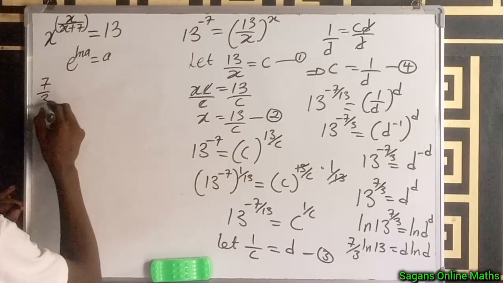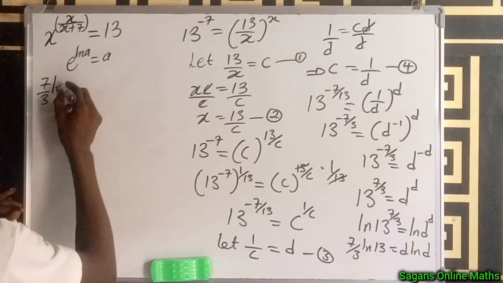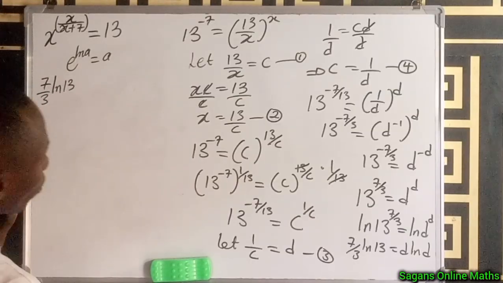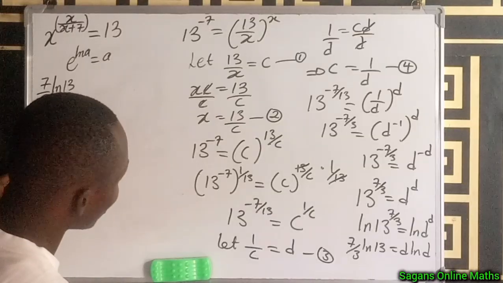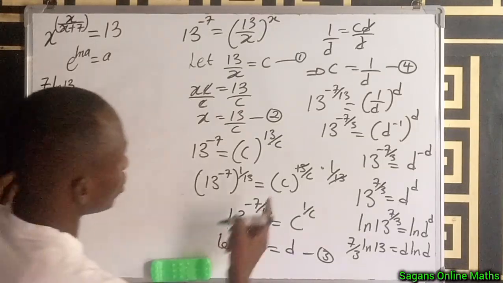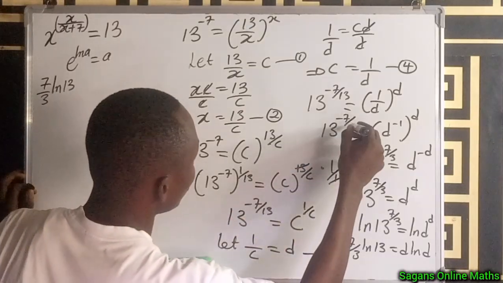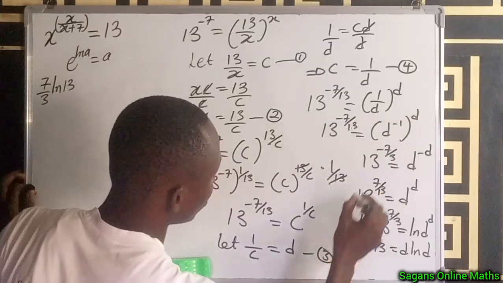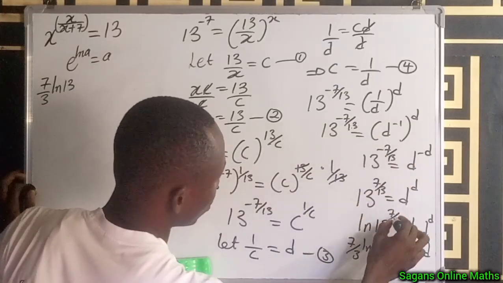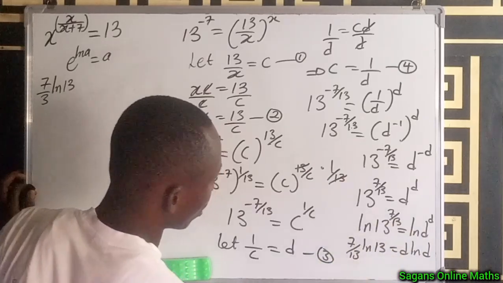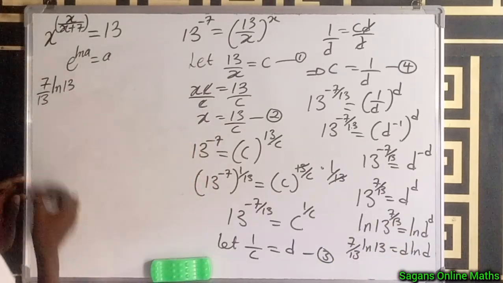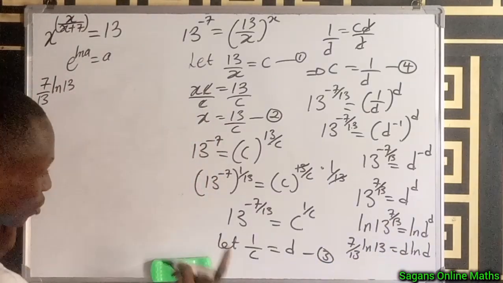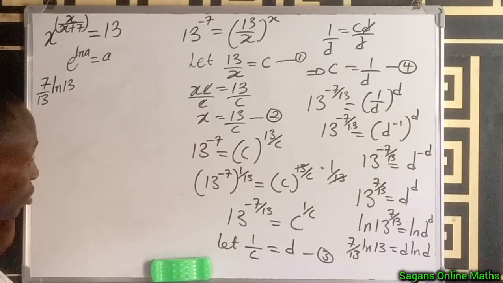7 divided by 3 ln, ln 13. Okay, ln 13. Is it 3 or 13? Sorry, this is 13. You can see it's 13, not 3. Alright, thank you for that. I just check it very well. You have to be very careful when you're solving a question.